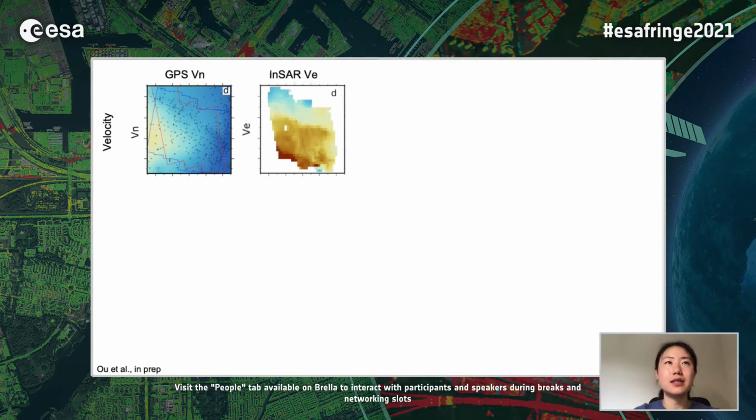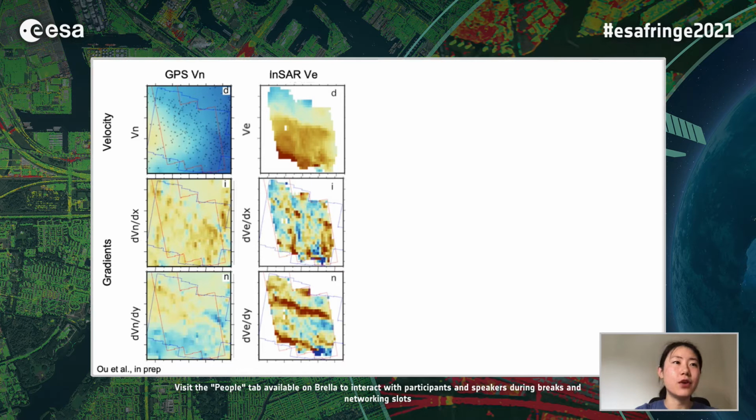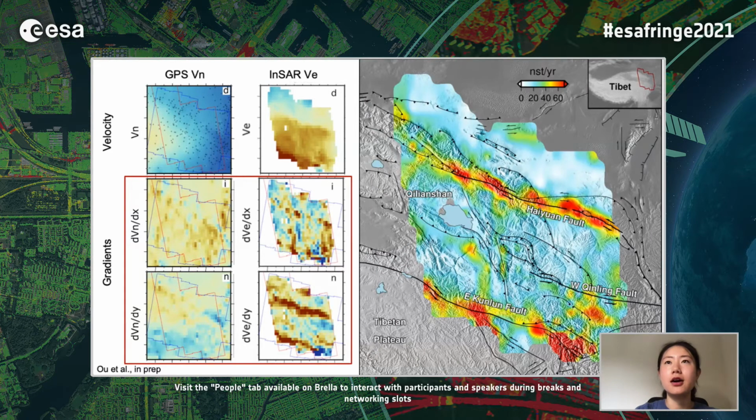Taking this east velocity map and interpolated north velocity from the GPS, we can then derive some velocity gradients. And using these four horizontal velocity gradients, we can then calculate the second invariant of the strain rate map on the right.